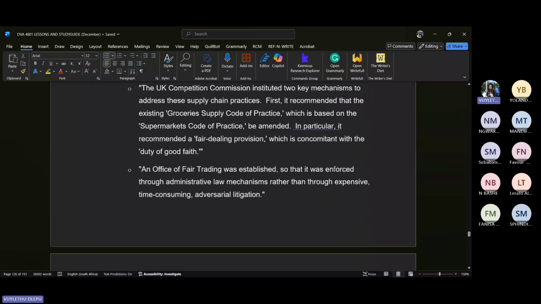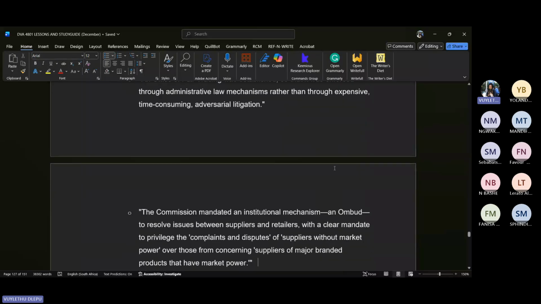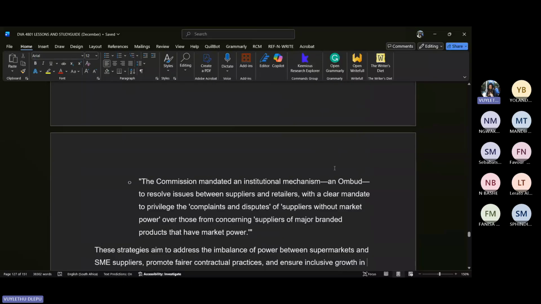Okay, I don't know if we're going to use that. Then there's an Office of Fair Trading, which was enforced through administrative law mechanisms rather than expensive time-consuming adversarial litigation. You have to go through this yourself at the end.